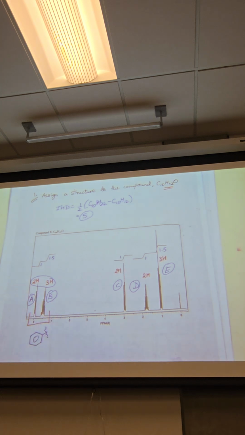B is what? A double signal. Oh, yes, absolutely. You're right. B is basically 2 types of hydrogens put together, yes, absolutely.